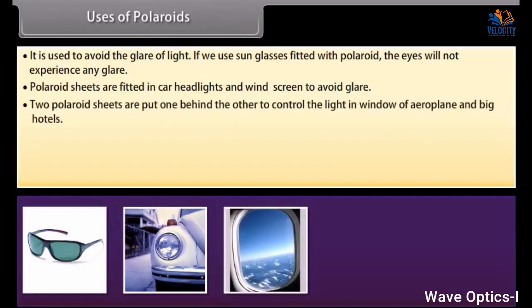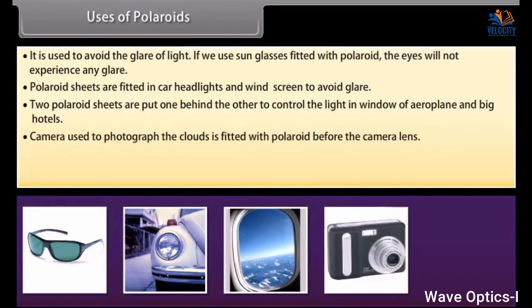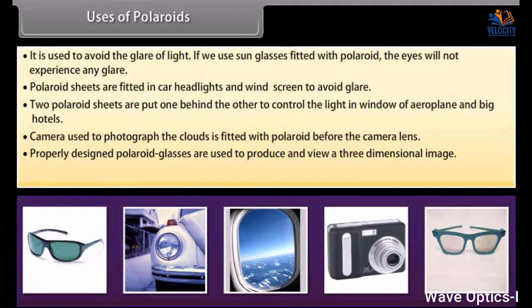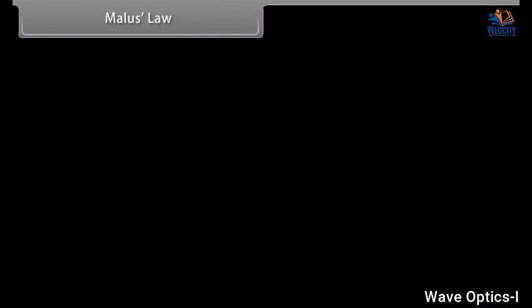Two Polaroid sheets are put one behind the other to control the light in windows of aeroplanes and big hotels. A camera used to photograph the clouds is fitted with a Polaroid before the camera lens. Properly designed Polaroid glasses are used to produce and view a three-dimensional image. They are also used for studying the optical properties of metals. Malus's law.